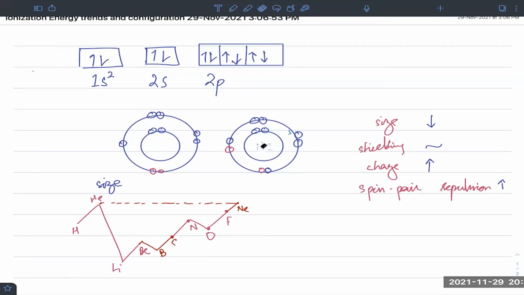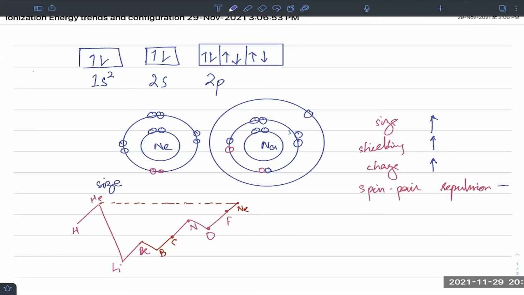Now let's look at the next one, sodium. Neon here, sodium here, and we are adding in a new shell. Tell me, it is actually really easy. Why does it decrease? Sir, because the size increases and shielding increases by a lot, charge increases by not so much, and spin repulsion doesn't change. So what do you expect? It will fall, by a lot. How much? Slightly less than lithium.